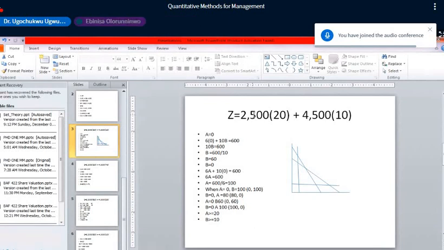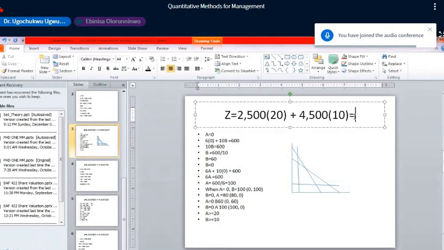Let's just determine what will be the maximum. Here, 2,500 multiplied by 20 will give you 50,000, plus 4,500 multiplied by 10. So what we have here is what? This will be equal to 95,000.